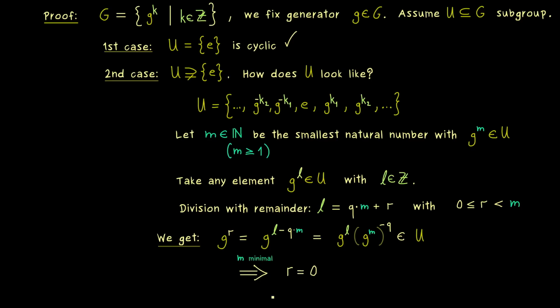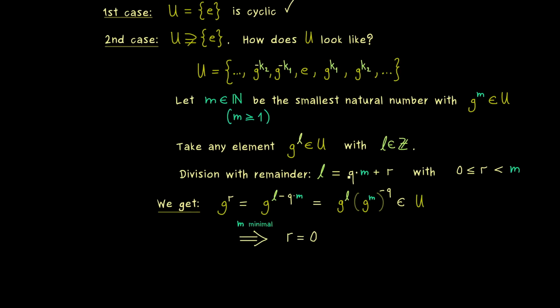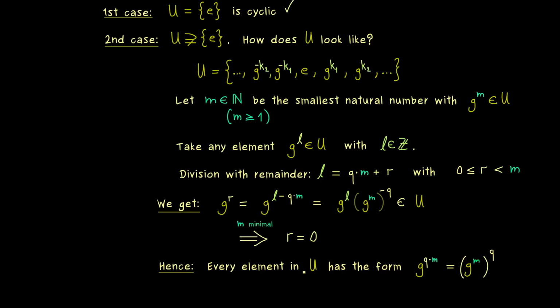Which also means that the division with remainder is actually without a remainder. Hence every integer L we can use can be actually written as a product q times m. So no matter which element in U we choose, we see it has a very special form. Namely, it's g to the power q times m, where q is an integer and m is our minimal chosen natural number. And there you see, we can write it as g to the power m to the power q. And obviously, if q is any integer, we will not leave our subgroup U, and therefore our g to the power m is our generator.